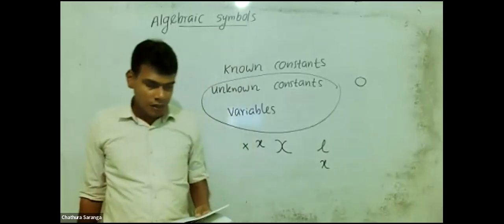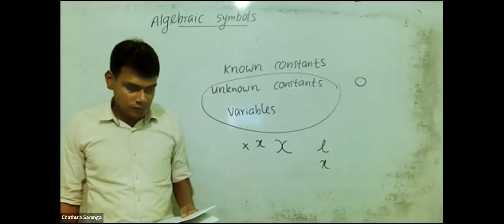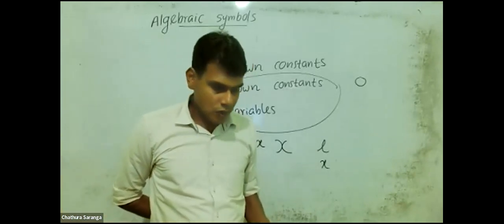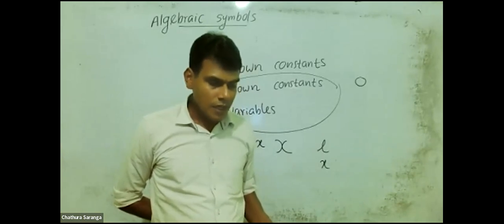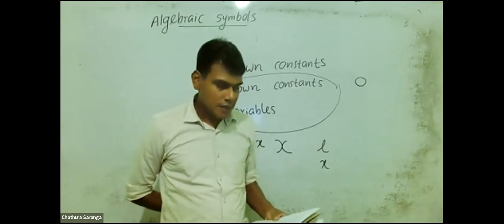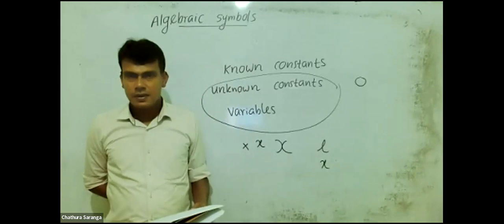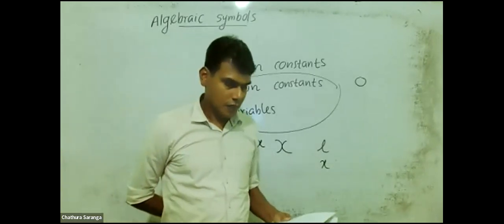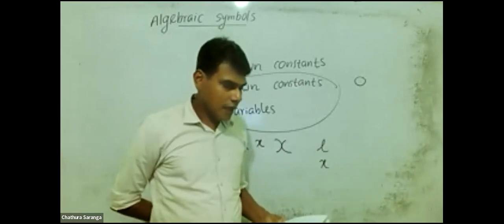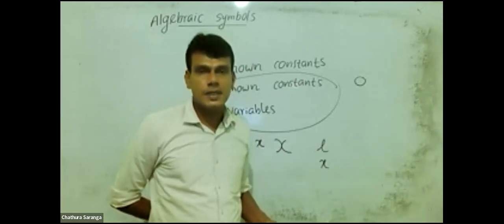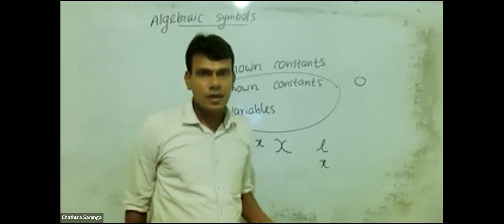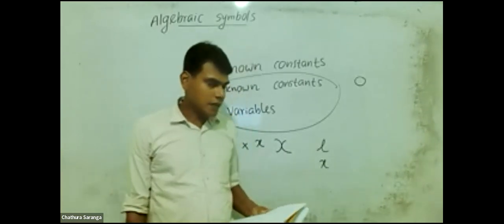Right? Okay, read the next one. Such variables are denoted using English letters such as X, Y, Z, etc. These are algebraic symbols. Right? Okay. It is given as an example.